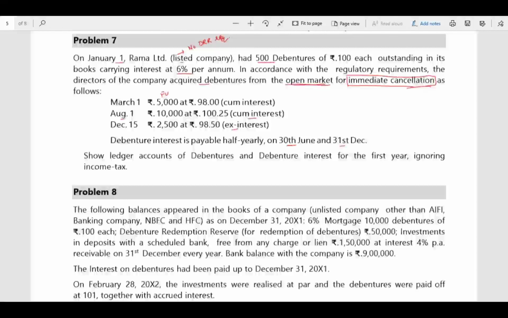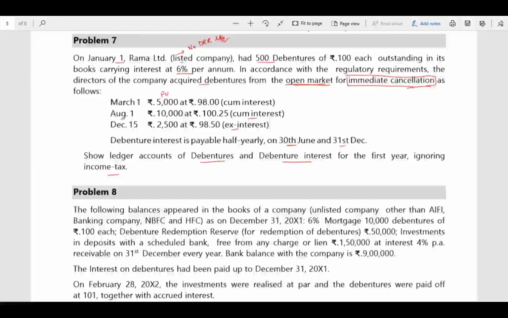Keep in mind. Show ledger accounts of debentures and debenture interest for the first year, ignoring income tax. Therefore, for 1 year they have asked. So in 3 installments they have purchased.